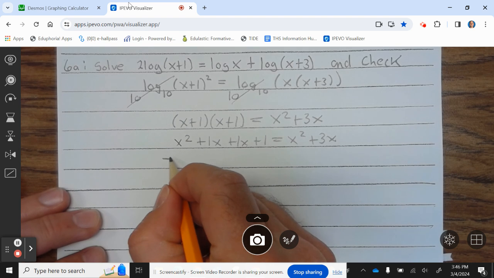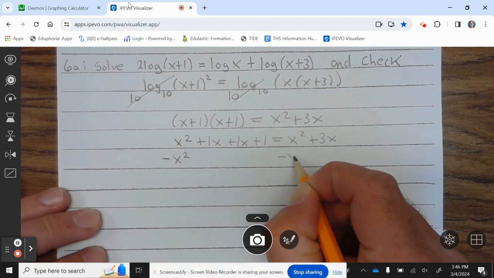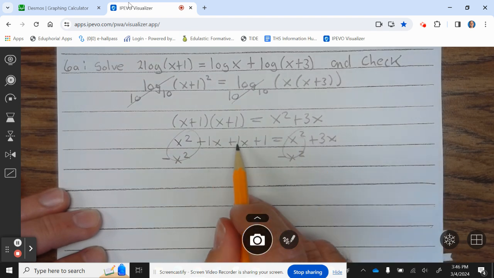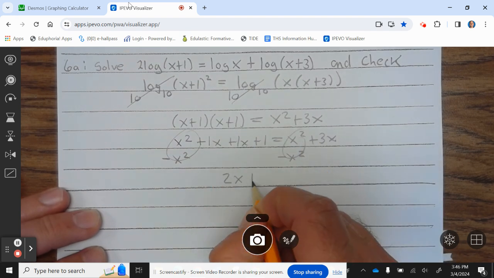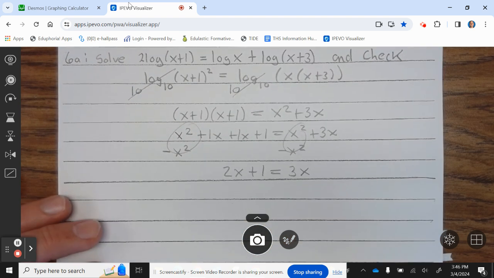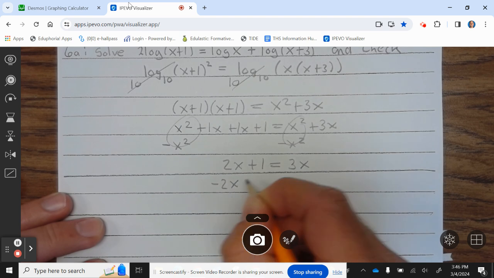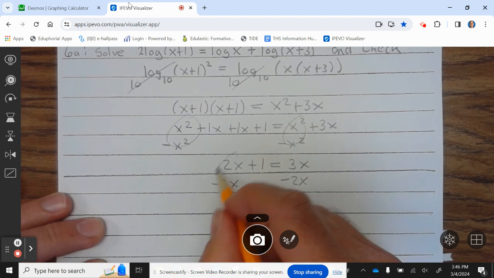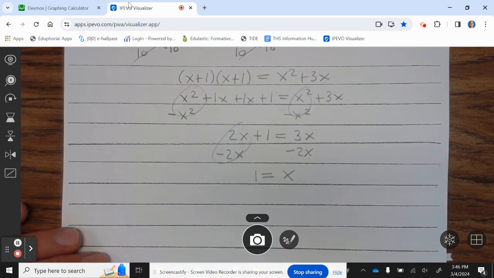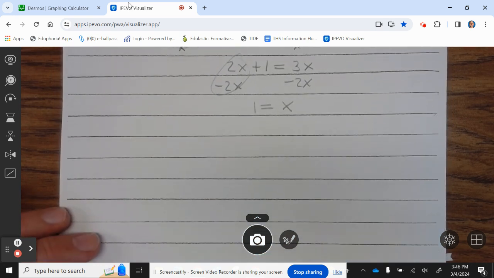Now I can subtract x squared from both sides. This becomes 0, this becomes 0. 1x plus 1x is 2x plus 1 equals 3x. I can subtract 2x from both sides. So you get 1 equals x. All right, let's go ahead and check.